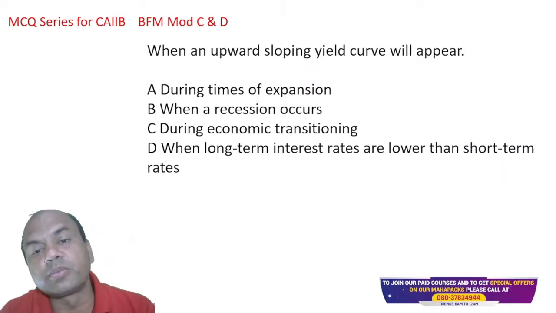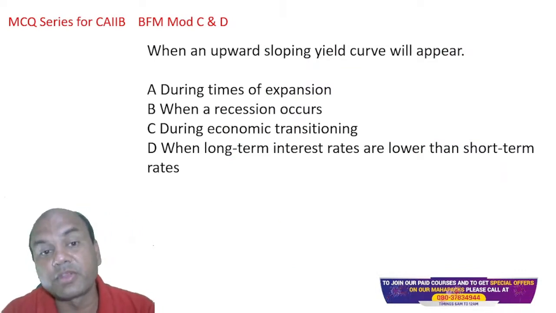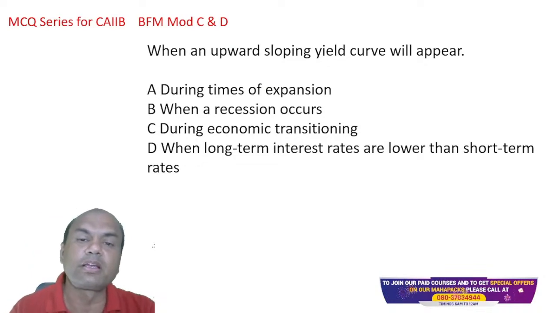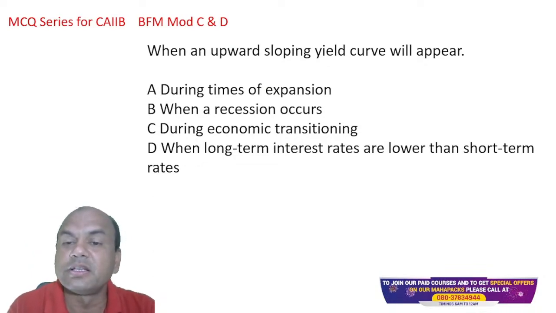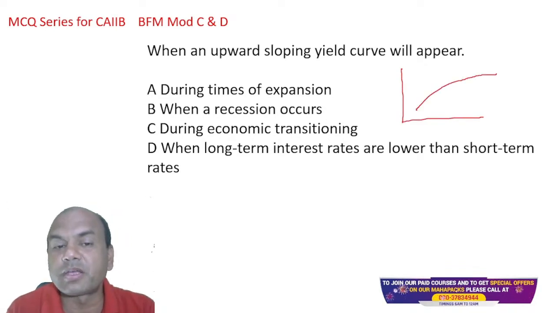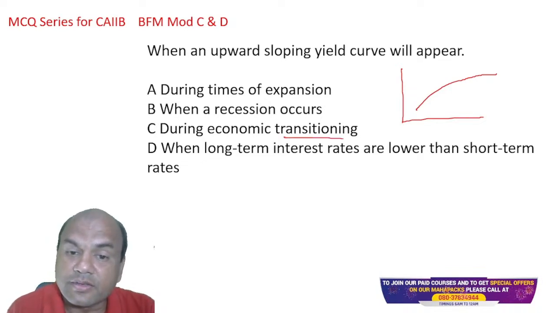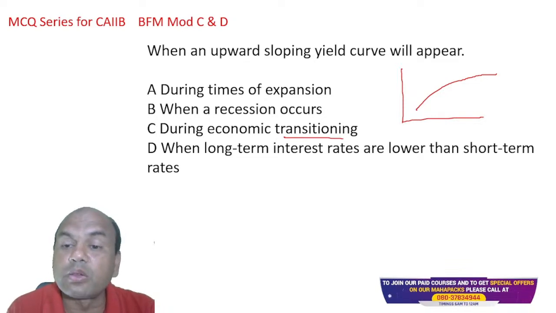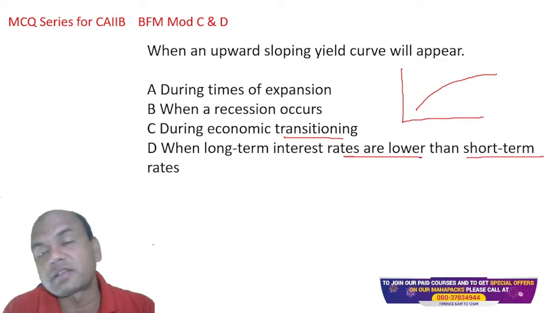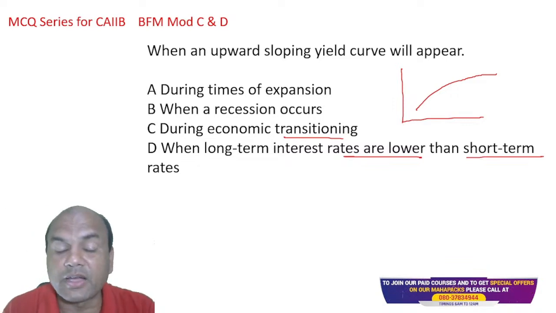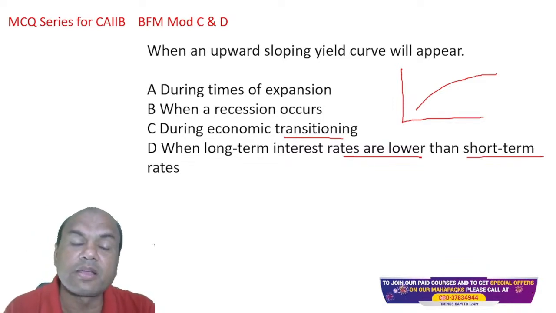When will an upward sloping yield curve appear? Upward means just now we saw this one. When will this appear? During the times of expansion, when the recession occurs, during economic transition, or when long-term interest rates are lower than the short-term interest rates. Long-term are lower than short-term. So when will this occur? I want it in the comment section: A, B, C or D.